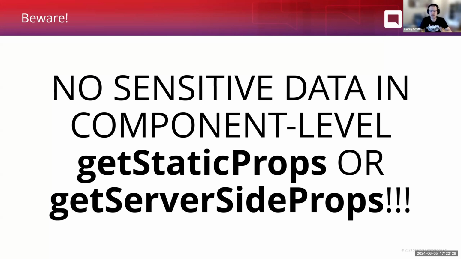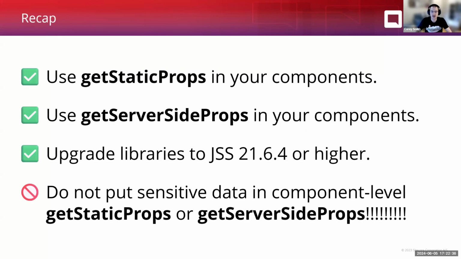And I think if you keep that in mind, these functions still have a lot of value. So to recap, you can use getStaticProps and getServerSideProps in your components in a JSS application. If it's possible, upgrade your JSS libraries to 21.6.4 or higher today. Don't delay. But if you can't upgrade, then just keep in mind that bug and don't put sensitive data in those functions.